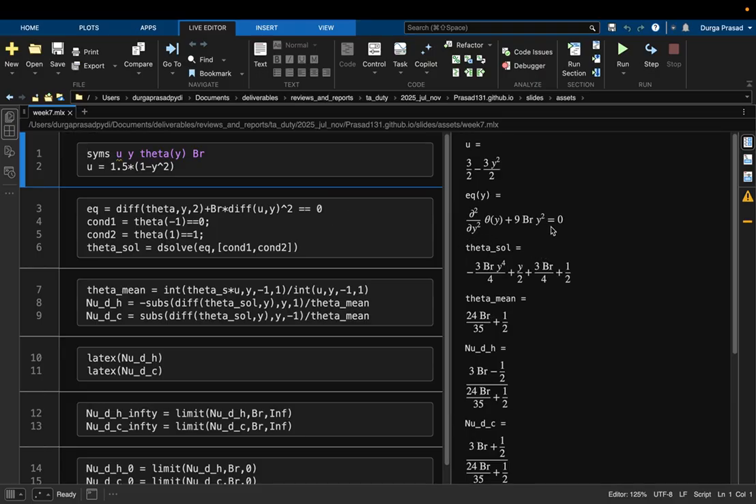With this particular equation, you can directly use dsolve. Dsolve is a function that will directly solve the differential equation, and you can give the boundary conditions. So at y equal to -1, you have theta equal to 0, and at y equal to 1, you have theta equal to 1. If you give this in this particular form, it will solve for theta and give you the solution. So this is the solution for theta I'm getting.